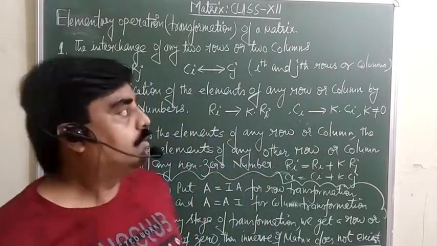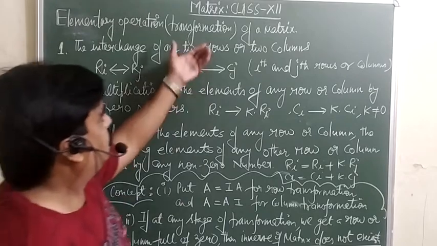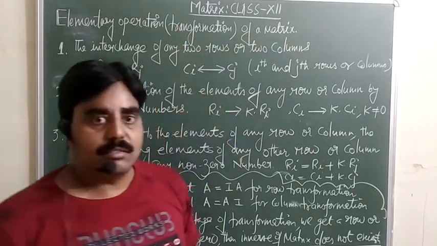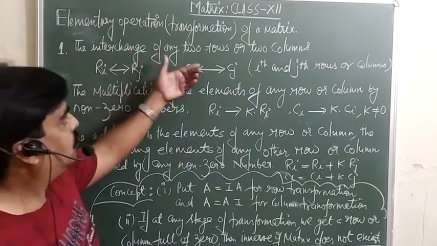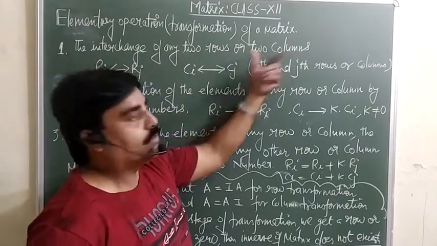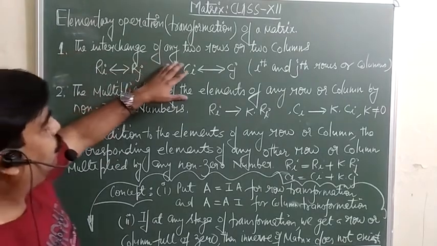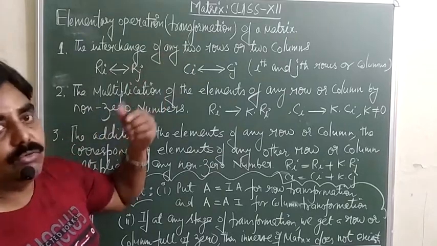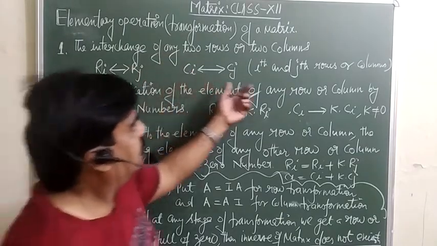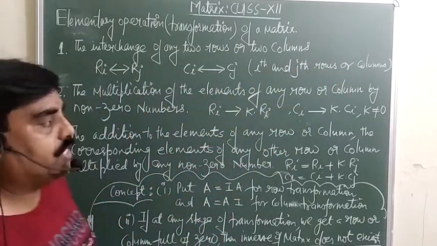Hello everybody. I'll discuss now the elementary operations, or transformations, on a matrix. There are six operations: three are used for the rows and three are used for the columns. First is the interchange of any two rows or two columns. You can interchange the ith and the jth row, or the ith and jth column.